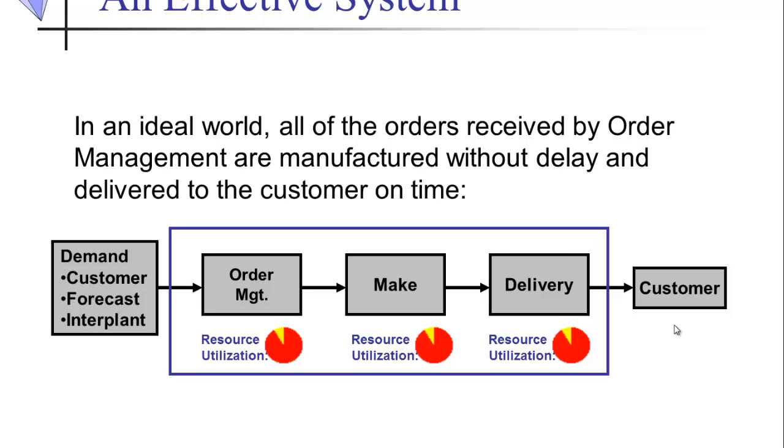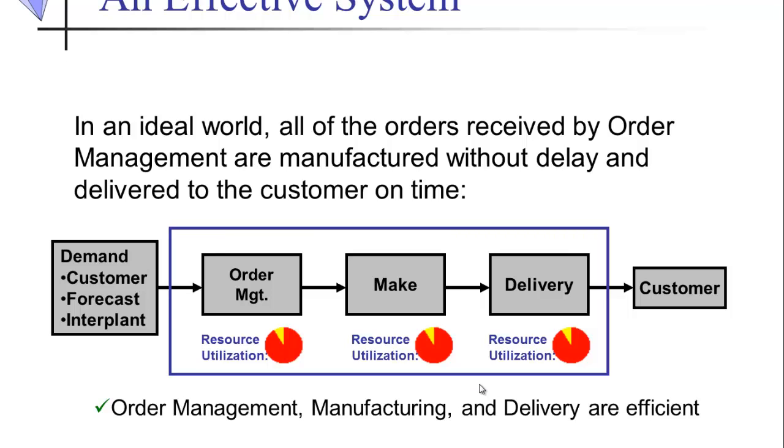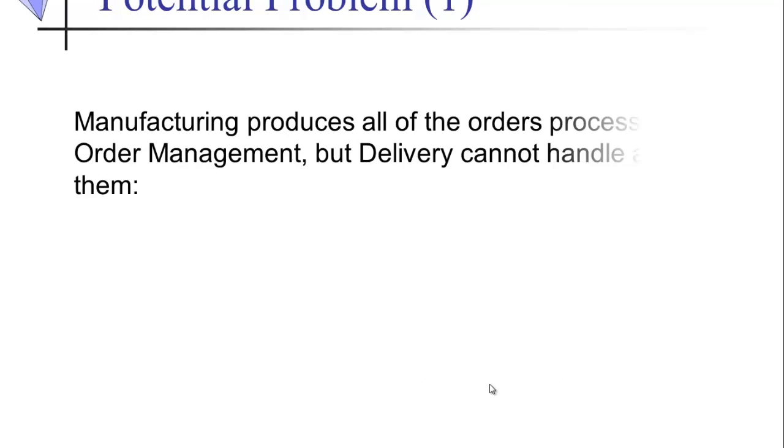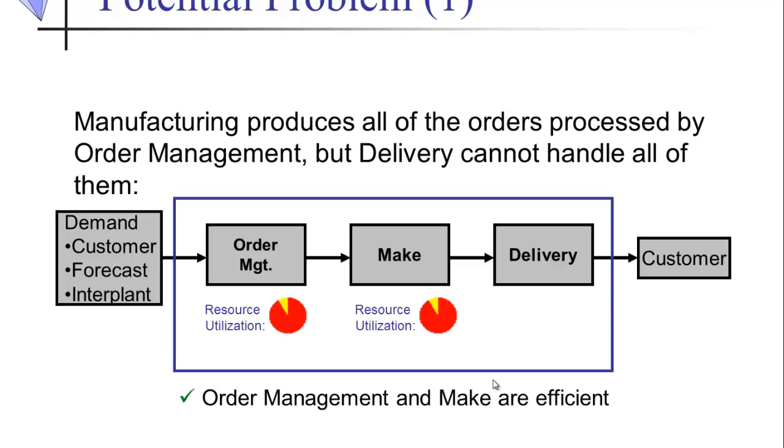So that's our simple process that we're going to study, and let's dive right in and see what can happen to us in some real-world scenarios actually. So order management and delivery are efficient, product is delivered on time, the system works. So all is good, all is well. Potential problem number 1: manufacturing produces all the orders processed by order management, but delivery cannot handle all of them. Well, what can happen?